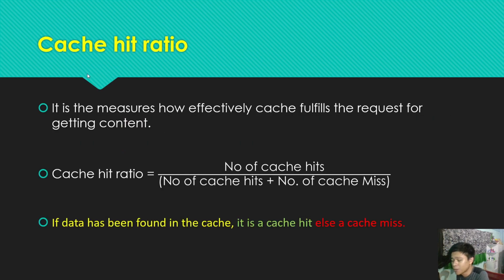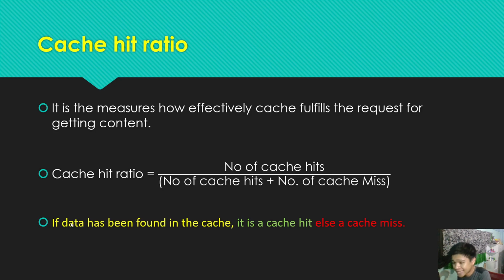Another thing we need to take note of is the cache hit ratio. It measures how effectively the cache fulfills requests for getting content. The cache hit ratio is computed by this formula: it is equal to the number of cache hits divided by the number of cache hits plus the number of cache misses. So what is a cache hit or a cache miss?